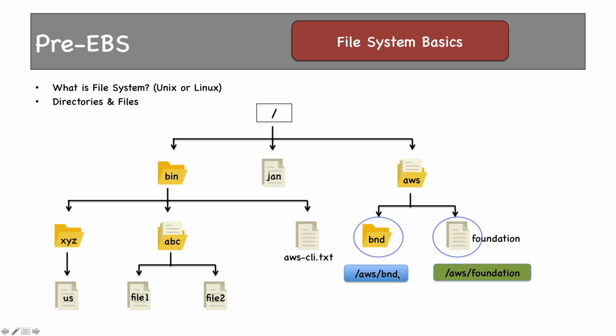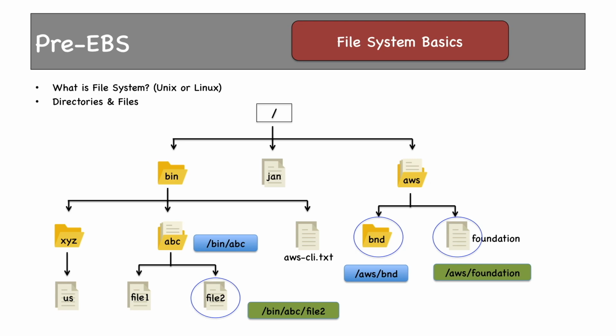If we represent this file, it will be /AWS/foundation because the file is in the AWS directory which is under the root directory. Similarly, file 2 would be represented as /bin/abc/file2. The ABC subdirectory will be represented as /bin/abc. There are 2 color codes here. One is blue and the other one is green. The green ones represent files and the blue ones represent folders or subdirectories.